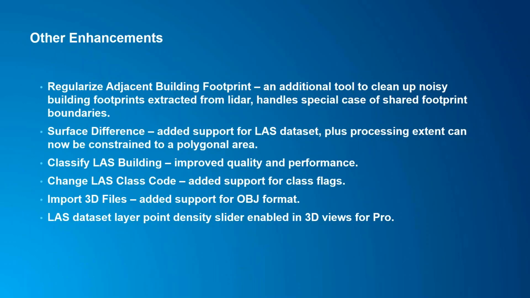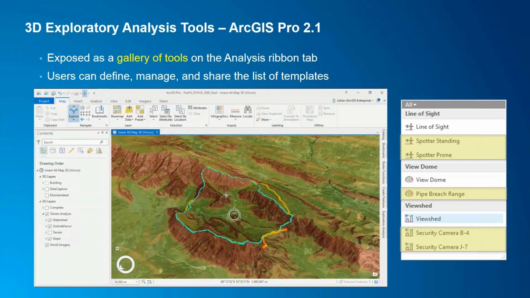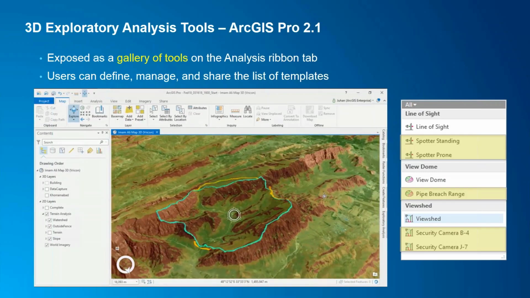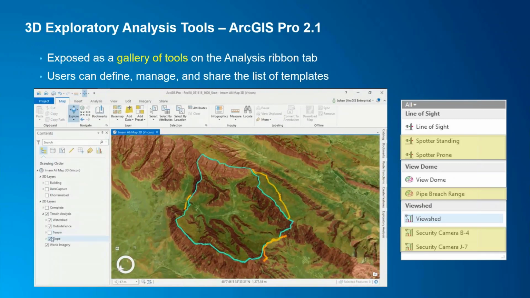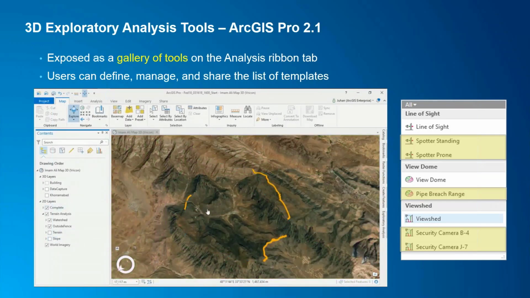A number of other enhancements are either out or on their way out, from working with the different class codes, better importation of OBJ file formats. We're really working on cleaning up the adjacent building footprints so we can do that 3D building extraction. So these are just all powerful tools that we're able to come with to do that extraction from imagery, or excuse me, from point clouds.